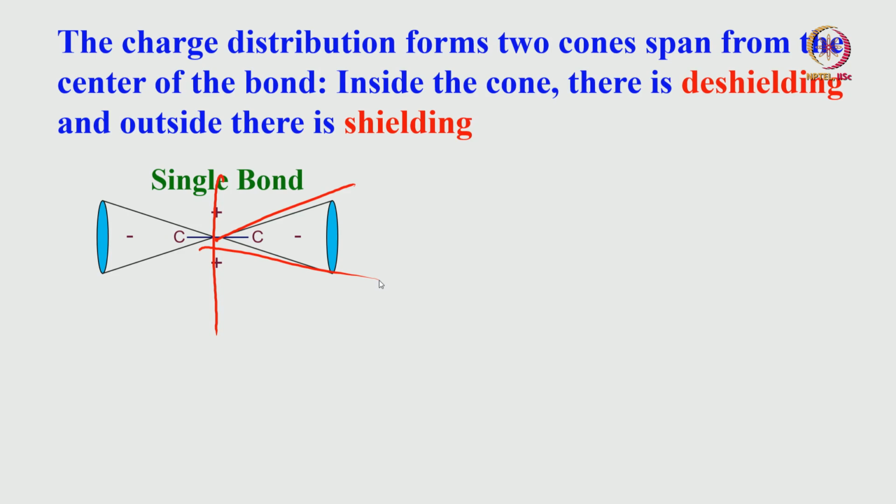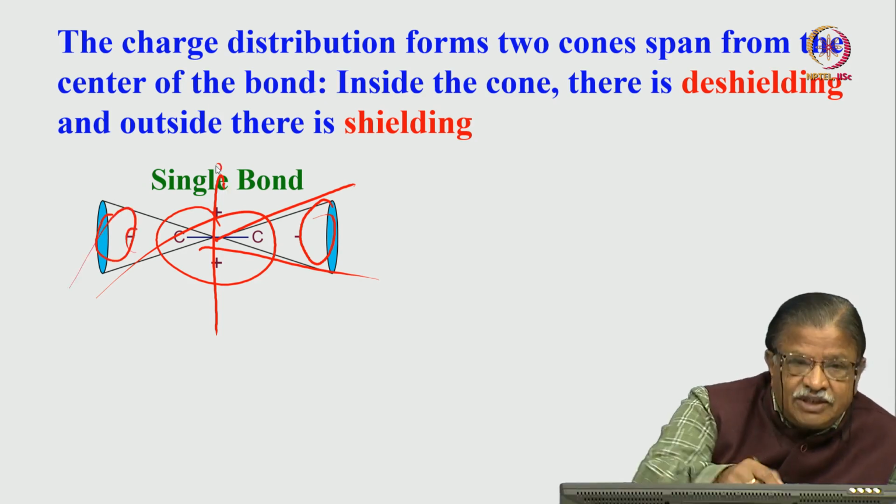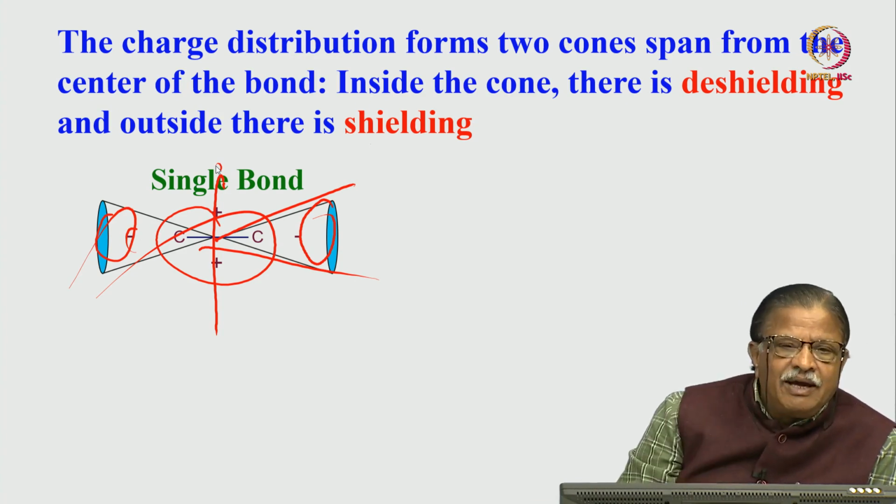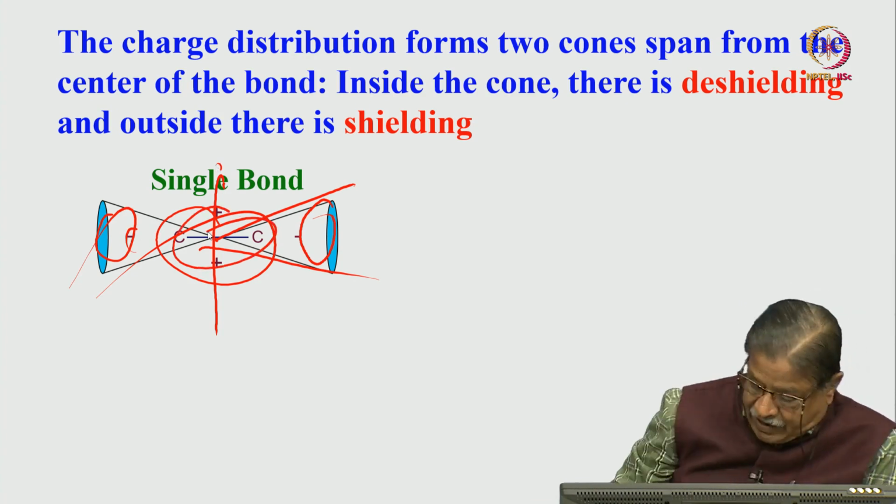For example, if I have a C single bond C molecule in ethylene groups like this, especially aliphatics, the protons which are situated in the cone are de-shielded, protons which are situated outside this cone are shielded. This is an example when you have a molecule with a CC single bond like this.